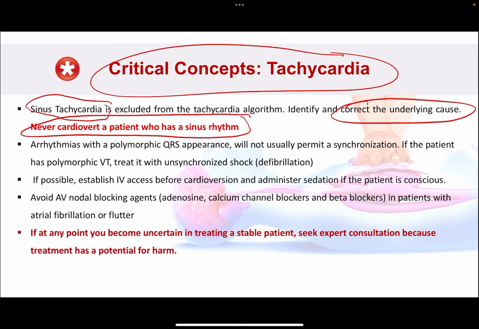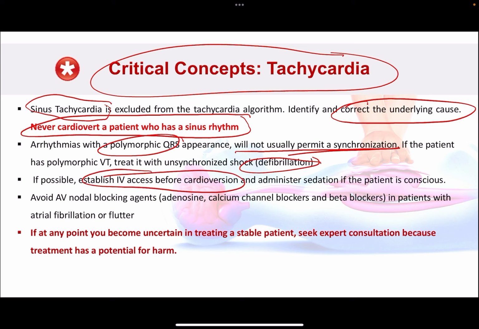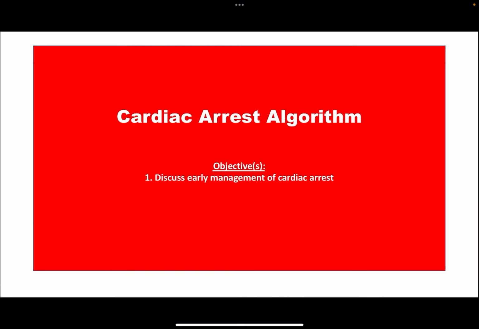Okay, so arrhythmias with a polymorphic QRS will not usually permit synchronization. So that's why you need to defibrillate. That's what I mentioned earlier. If possible, you establish IV access before cardioversion to administer sedation. All right, so that's it.